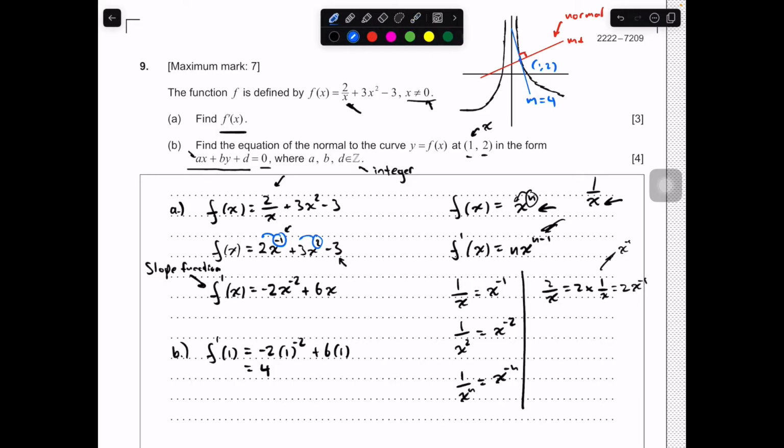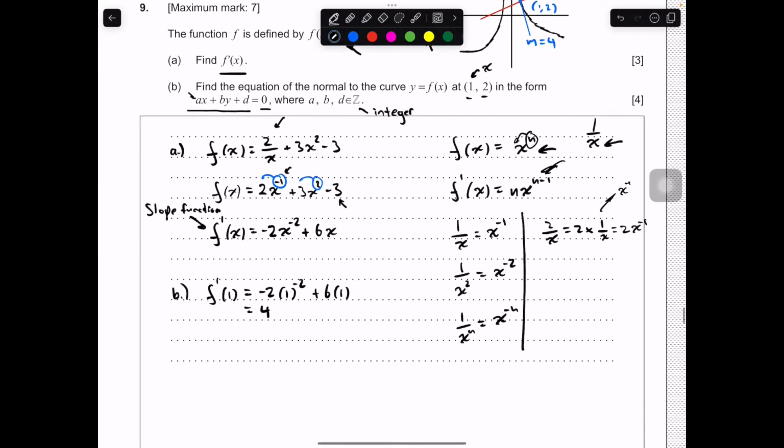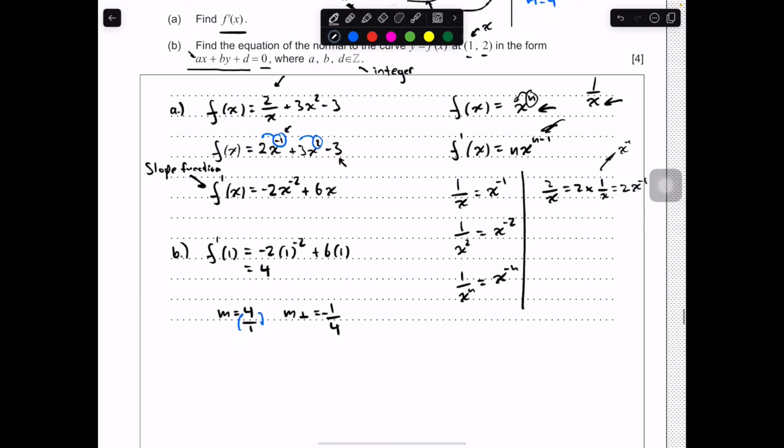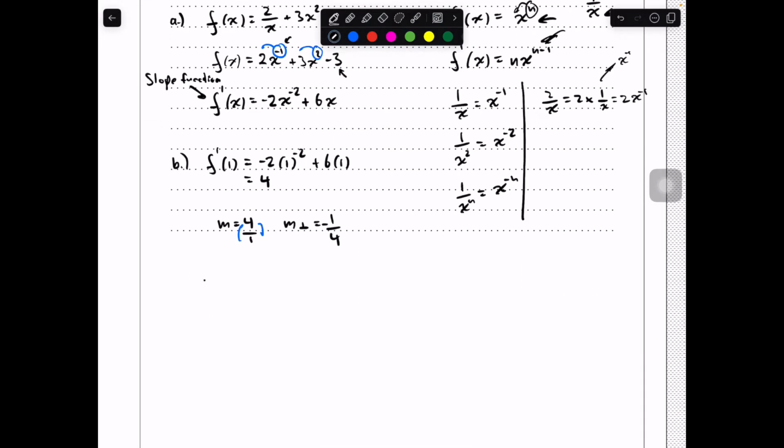Okay, so if we know that m is equal to 4, then m perpendicular, so 4 is the same as 4 over 1, m perpendicular is going to be equal to 1 over 4 multiplied by a negative. Okay, so now we've got some part of our equation of a line, y equals mx plus b. We know that this is negative 1 over 4x plus, and the question is, well, what is b?